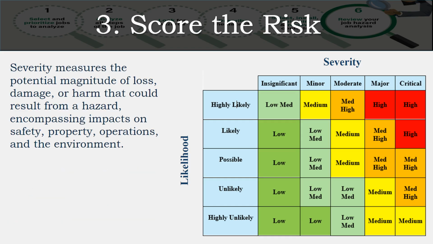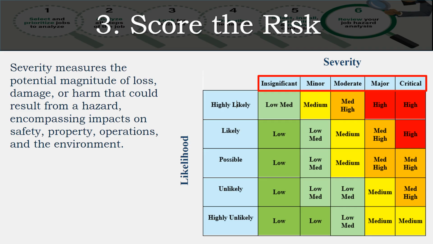Hazard severity measures the potential magnitude of loss, damage, or harm that could result from a hazard, encompassing impacts on safety, property, operations, and the environment. Severity considers the degree of injury, minor to fatal, illness, property damage, or loss of assets such as time, money, and personnel. The severity categories include insignificant or negligible, no or minor injury, no first aid required, or negligible property damage.